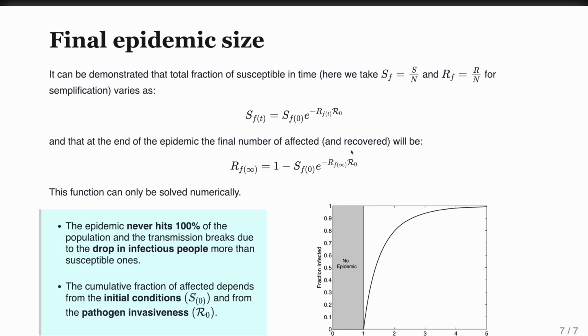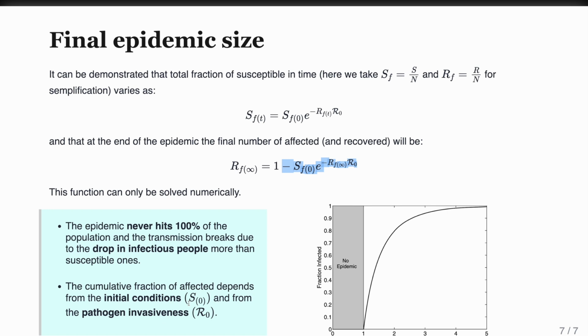But what does this mathematical formulation tell us? So one of the insights is that by definition an epidemic never hits 100% of the population, because this formula cannot be equal to 1 by definition. And this means that even with a very infectious disease, the disease will never infect all the population, because the number of infectious people will decrease faster than what is needed for the epidemic to infect everyone.